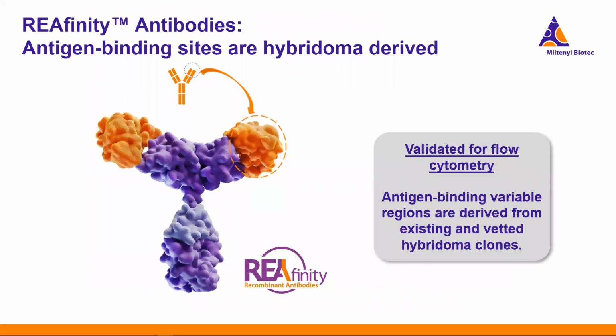Here is a nice cartoon model of an antibody. And we already did discuss the structure of an antibody. So in orange, you're going to recall that this is the antigen binding site, which is derived from our hybridoma clones that have already been validated for flow cytometry. So this means our REAffinity clones have a similar epitope pattern as already known clones coming from hybridomas. And as I mentioned before, Miltenyi has been in the antibody manufacturing business for 3 decades, so you can expect that all of our antibodies are thoroughly tested for specificity and sensitivity. I'm going to talk about how we validate these a little bit more, but first I want to mention some of the other modifications that we made to our antibodies.